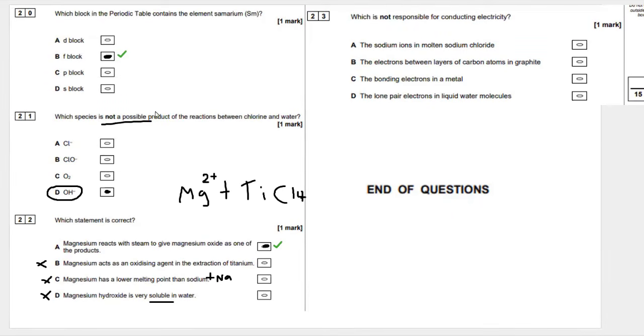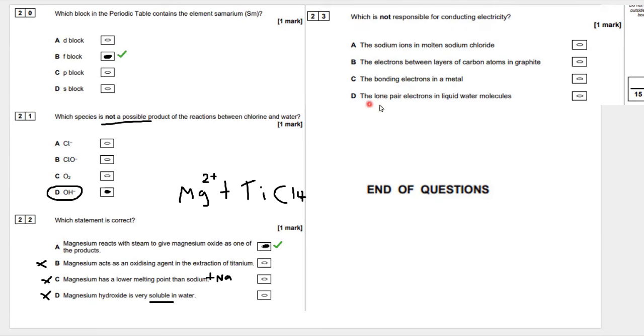All right, last question. Which is not responsible for conducting electricity? The sodium ions in molten sodium chloride, the electrons between layers of carbon atoms in graphite, the bonding electrons in a metal. This one might confuse you. What electrons are involved in bonding? Well, the ones that do metallic bonds are the delocalized electrons, or sea of electrons. So do they have something to do with conducting electricity? You bet they do.